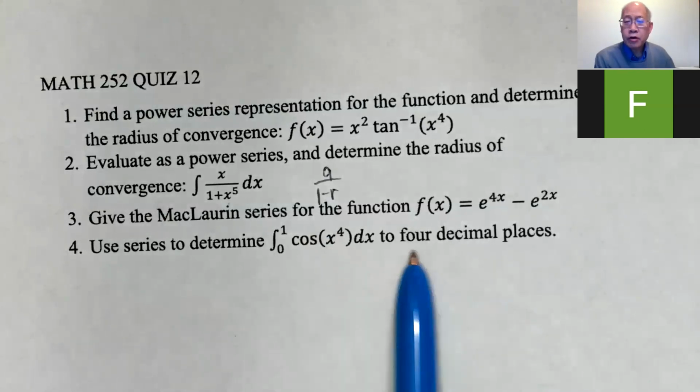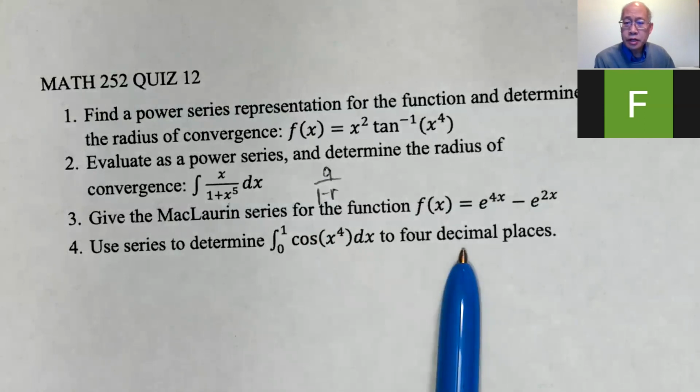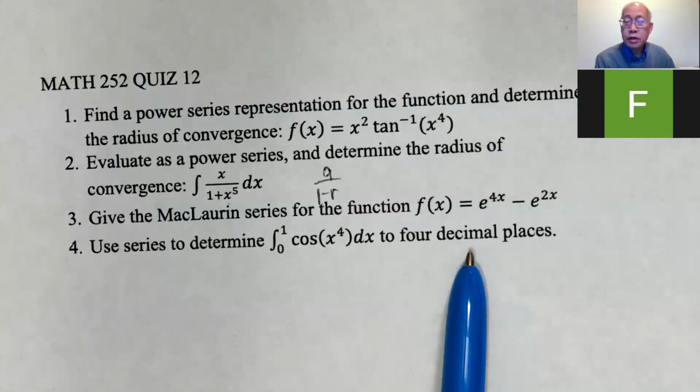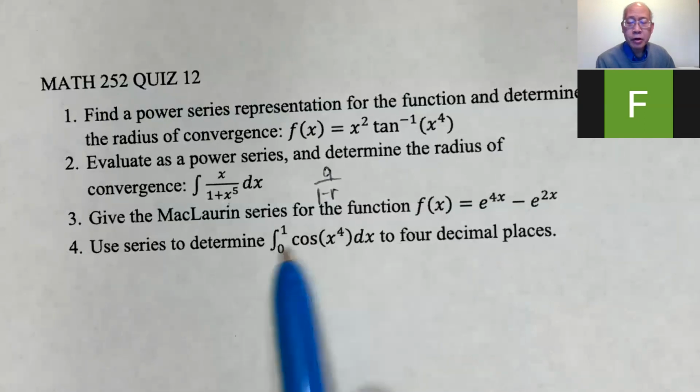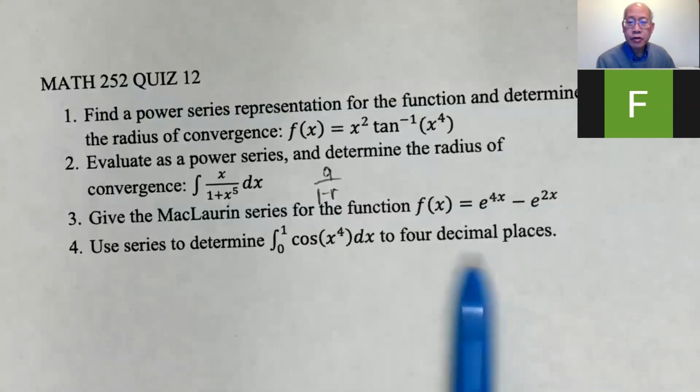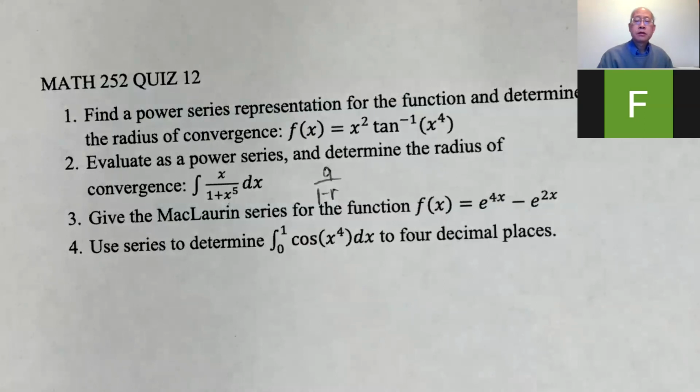So you have to go out far enough to get something to within 10 to the minus 4, right? So once you get a term that's smaller than 1 in 10,000, you can stop, just add up all the terms before that, and give your answer to 4 decimal places. Okay, so I'm kind of giving you lots of hints as to what to do for the quiz. Okay.